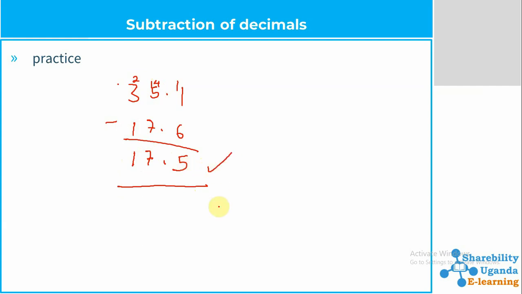So that's how we deal with subtraction of decimals. That is the concept that we can use. The most important thing is to arrange our numbers accordingly, such that we can make the operation right.